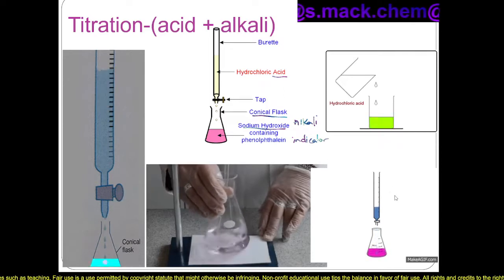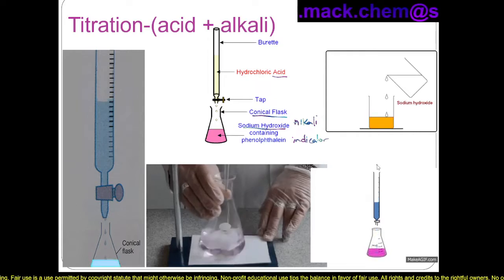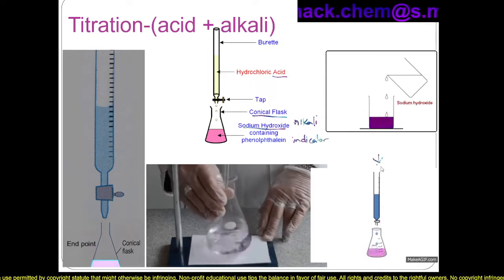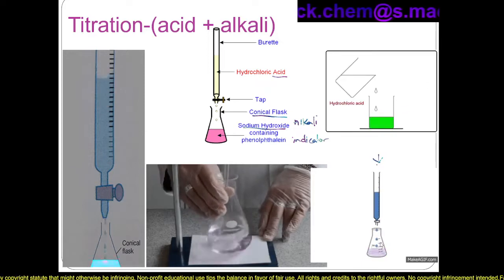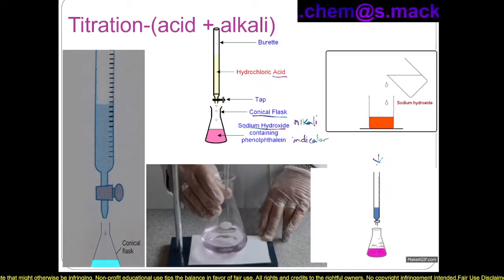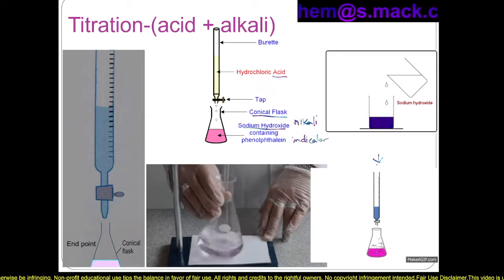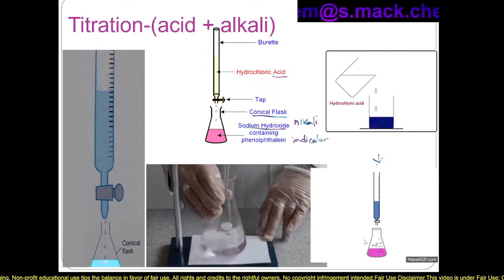So we're looking at the diagram here, which is this one, which shows the liquid from the burette being added to the liquid in the conical flask. So we would add until the color of the solution or the color of the indicator changes.